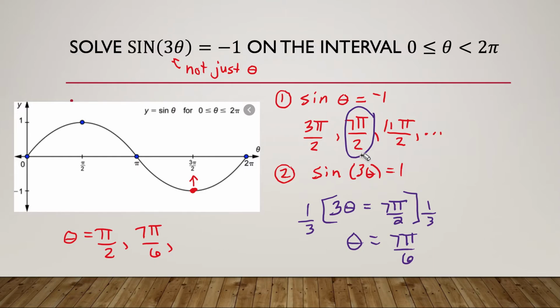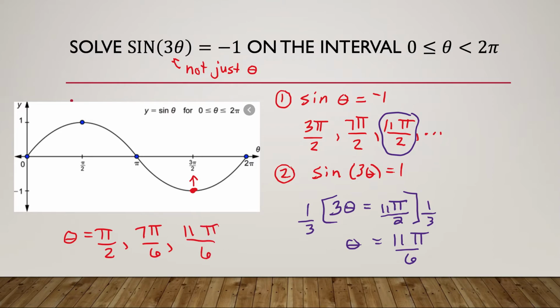Okay, and now I'm going to move to my third answer, which would be 11 pi over 2. I'm going to put that in here. I'm going to do the multiplication, so that's going to give me 11 pi over 6 as my third answer. Now at some point I need to come back up here and determine where the cutoff point is for my restriction.